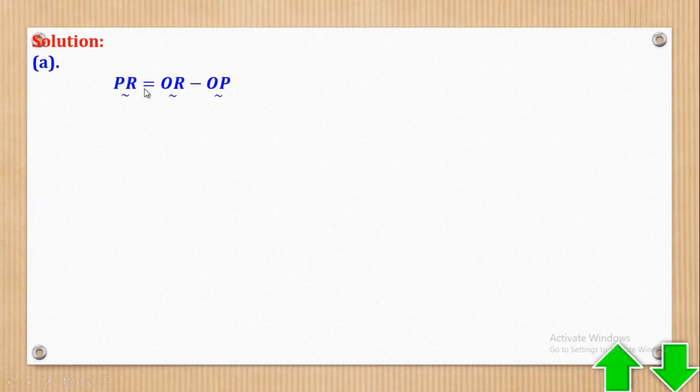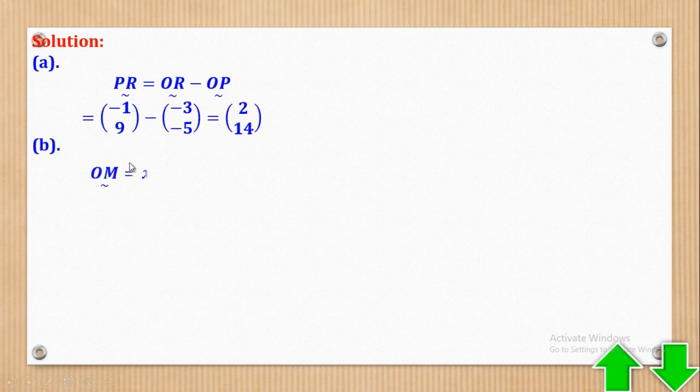So part A, they wanted vector PR. So PR is equal to OR minus OP. Therefore, we know that OR is that and OP is this. When I subtract, -1 minus -3 is the same as -1 plus 3 to come up with +2. Then 9 minus -5 is the same as 9 plus 5 to come up with 14. So that was part A.